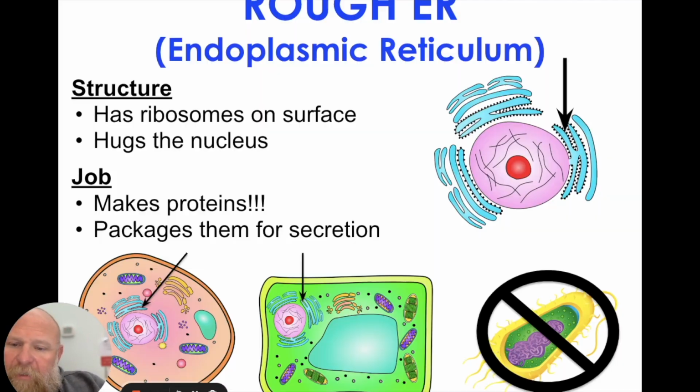So let's do a quick summary real quick. Rough ER, endoplasmic reticulum, has ribosomes on the surface. It hugs the nucleus. Its job is to make proteins and package them for secretion, to be sent out of the cell or used in the cell for the purposes they are formed for. Hopefully that helped.